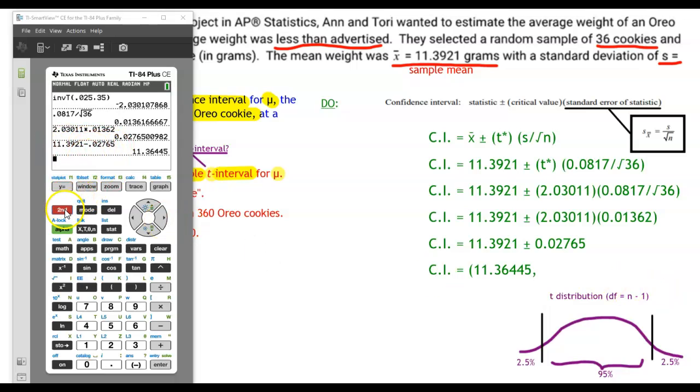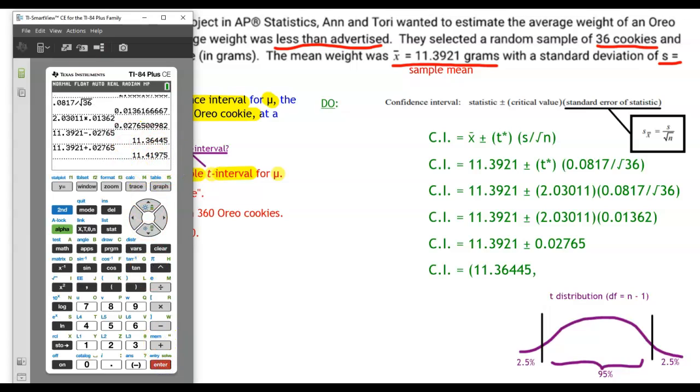Rather than typing this whole thing in, I'm going to press second enter. It gives me the previous thing that I typed in. I'm just going to go back here and put a plus here. Makes it a little bit easier to find our upper bound. And there you have it. We have our confidence interval that goes from 11.36445 to 11.41975.